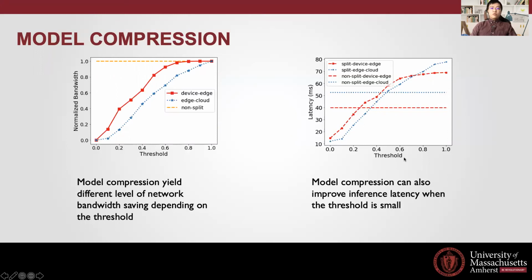A lower threshold means we are accepting predictions with lower confidence from the smaller model. This achieves a larger bandwidth saving, but it's also less accurate. As the threshold increases, most inference requests fail to meet the desired confidence using the compressed model, and the requests are sent to the next tier, which increases the network bandwidth. Note that in our experiment, the edge cloud case always achieves higher bandwidth saving. That's because the medium model running on the edge tier has more confident predictions than the small model.